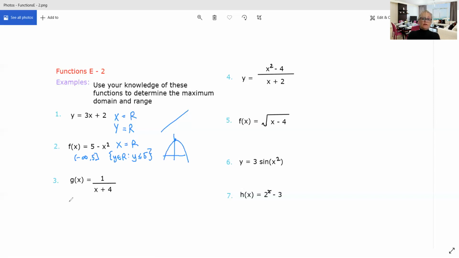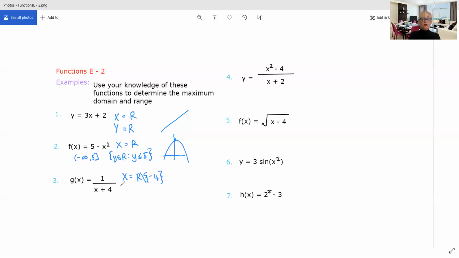All right, question 3, g of x is 1 over x plus 4. Again, having some basic knowledge of what this looks like, even though you're not given the graph and you're not required to draw a beautiful looking graph, just having an idea in your head of what's happening here is a good idea. This is a hyperbola that has been shifted 4 to the left. Clearly we can see here, if x is negative 4, that denominator would be 0. That would make this function not defined. So your domain here is going to be all real numbers except for negative 4.